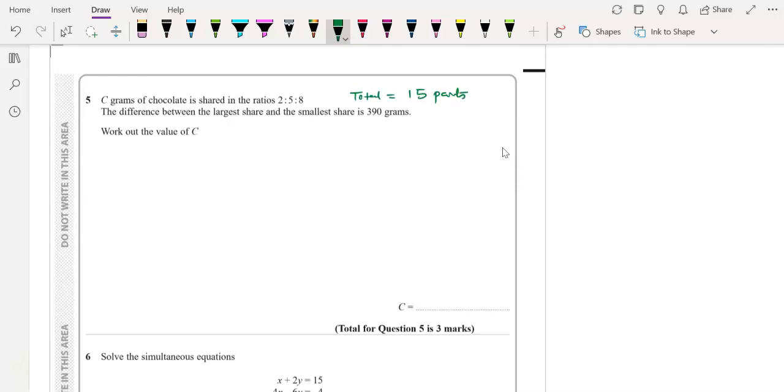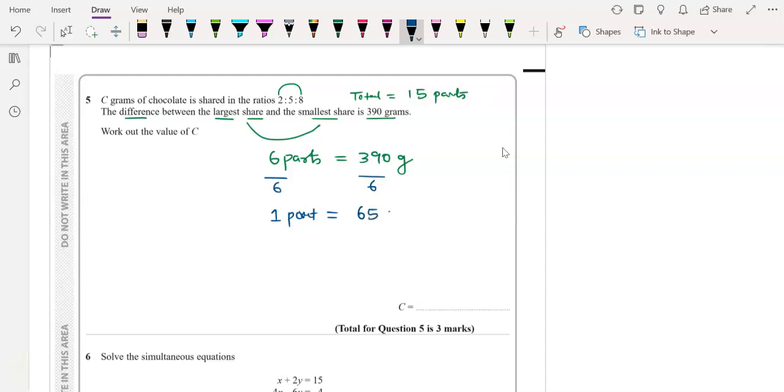Okay. Now, the difference between the largest share and the smallest share is 390. So the smallest share is 2, the largest share is 8. The difference between them is 8 minus 2, which is 6 parts. The difference between the largest and the smallest is 6 parts, and the actual difference is 390 grams. So we can say that 6 parts is same as 390 grams. Now, we'll divide both sides by 6. So I will get 1 part is 65 grams.